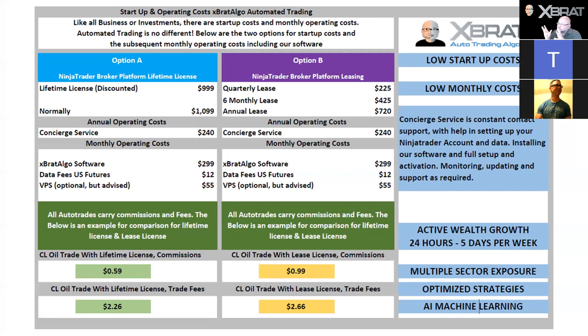You'll pay data fees to the broker, and that's $12 a month. Believe you me, we've got a great deal there for you because that's very cheap. A VPS is optional but advised, that's about $55 a month.